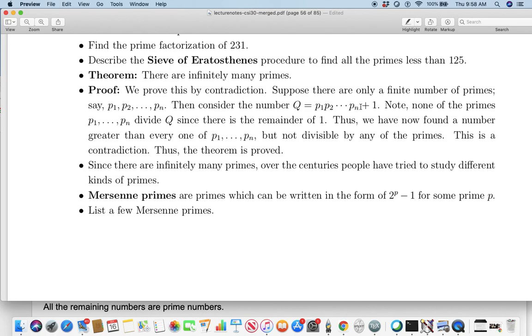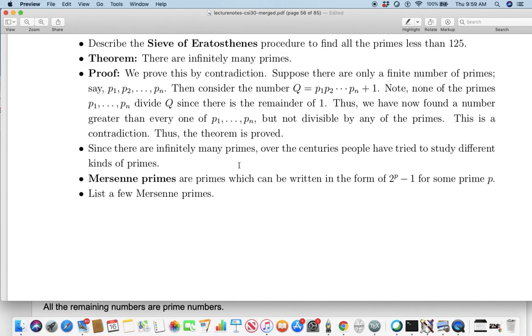The product P1 through Pn, add 1. Notice P1 is not a divisor of Q, because if I were to divide Q, P1 would divide the product and remainder 1 remains. Likewise, P2 divides this and some remainder remains. All these. So initially we agreed that there were only these many primes. Well, remainder remains. That means these primes do not divide Q. Q is one more than the product of them. So you found a larger prime. That's a contradiction. So there are infinitely many primes.